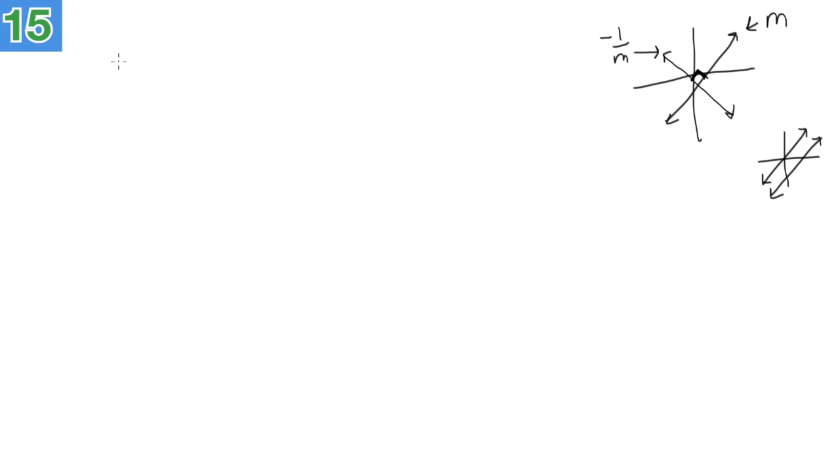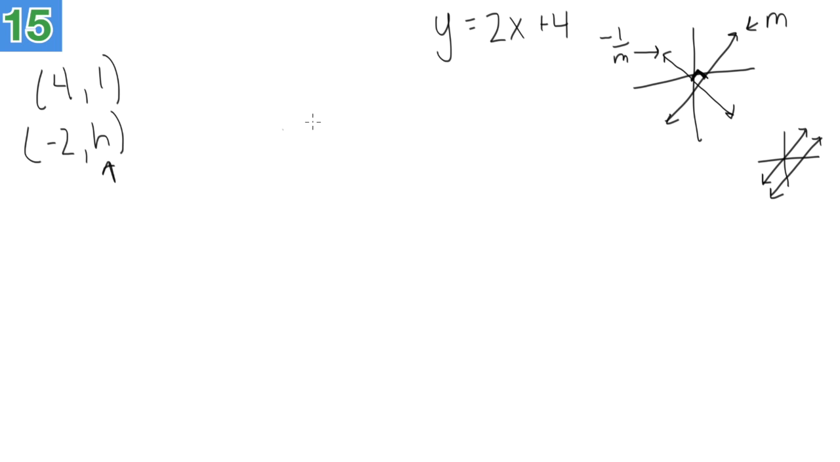Okay, so we have 2 points on a line, (4, 1) and (-2, h). We know that they're perpendicular to the line y equals 2x plus 4, and we're looking for what this point must be. So if we have the line y equals 2x plus 4, and like I said, this is m. All right, the original line slope is m. The perpendicular line has a slope of what?